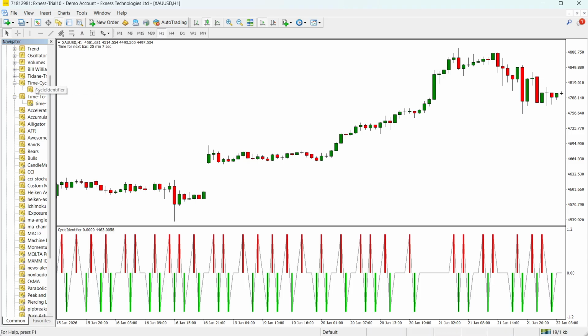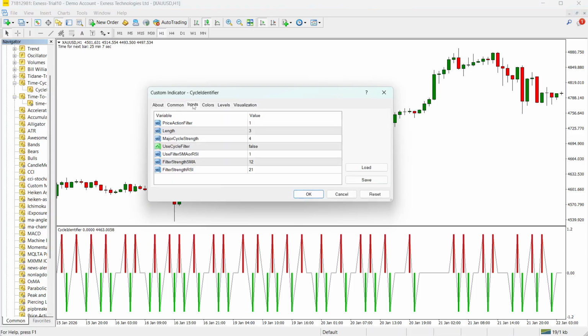As for the indicator settings, let's take a look at the inputs. Price action filter applies an internal filter so only more meaningful price movements contribute to the cycle calculation, reducing minor noise. Length controls how many bars are used in the cycle analysis, directly affecting how smooth or reactive the candles appear. Major cycle strength adjusts the emphasis on dominant larger cycles versus smaller minor fluctuations in the data. Use cycle filter toggles an additional cycle filter on or off, allowing you to further clean the cycle signal if you prefer fewer but clearer swings.